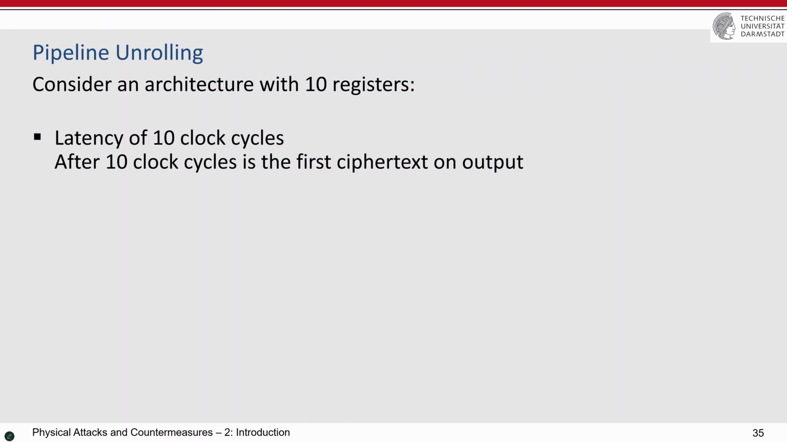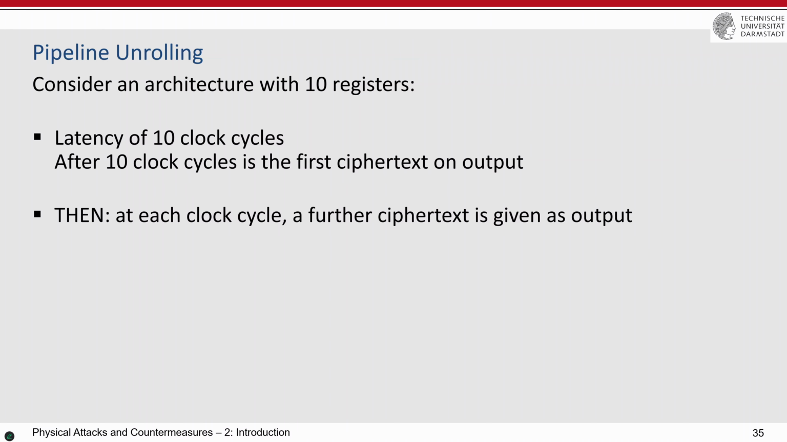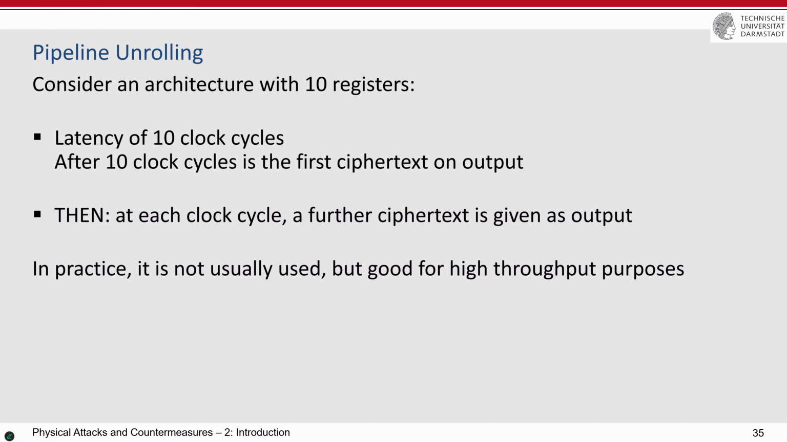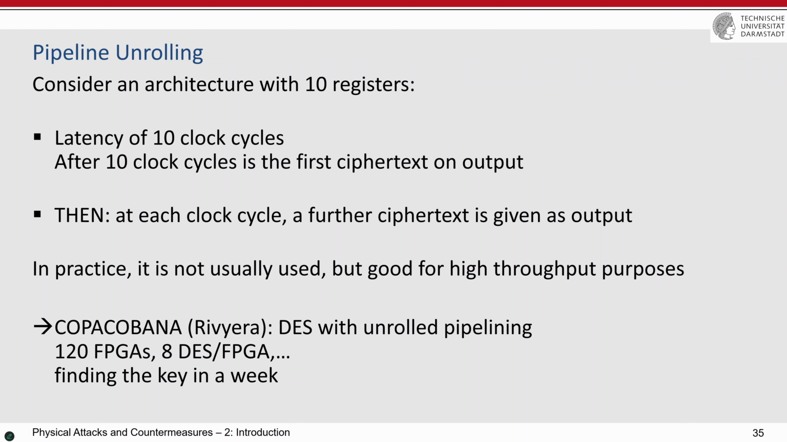These are what I have already explained. Consider the architecture with 10 registers, the latency, and how this works. Usually these implementations, pipeline unrolling, are not used in normal devices. If you want a very high throughput, for example in a Cisco router, where everything should be super fast, the packets are coming, and with a very, very low delay you should have the next encrypted packet ready, then you can have such an implementation. The area is very large, the power consumption is also very large, but it's super fast with respect to throughput. Every 10 clock cycles you have one packet encrypted, for example.